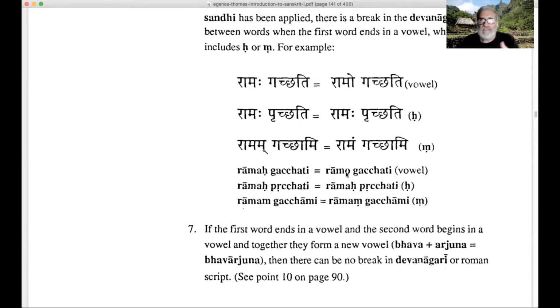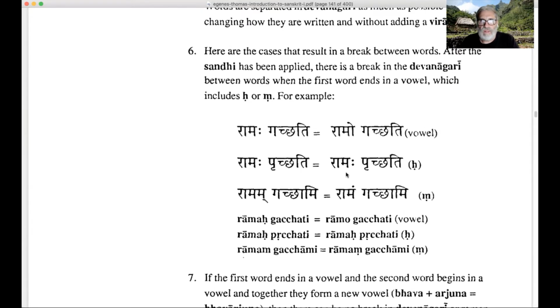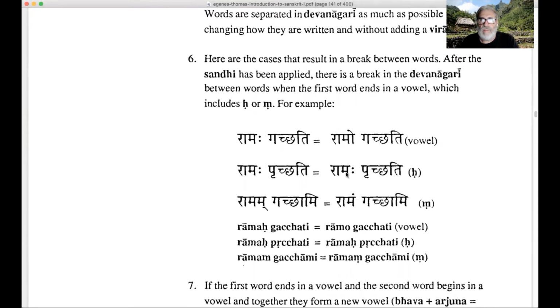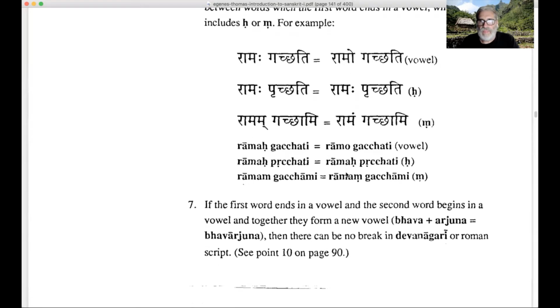These are some examples that he's giving. So he's going to make breaks in that way. If it's a vowel, here it's a vowel O, here it's a visarga, and here it's an anuswara. In all these cases, he's kept the space between the Devanagari words.